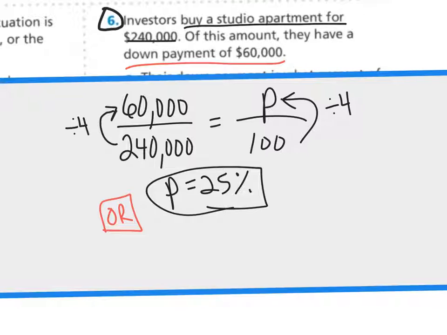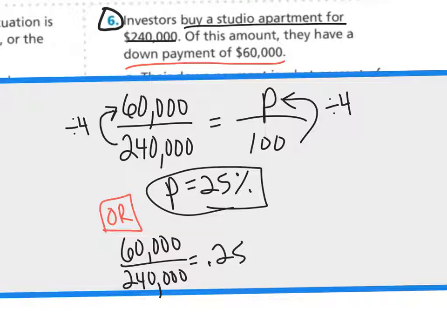Another thing you could do, you could just take 60,000 divided by 240,000 and you get 0.25, and that's your decimal. And then if you just move your decimal over 2 spots, that'll tell you what the percent is. And if you think about it, hopefully that's reasonable to you. 240,000, half of that, so 50% would be 120,000. This is half of the half, basically, if you think of it that way.